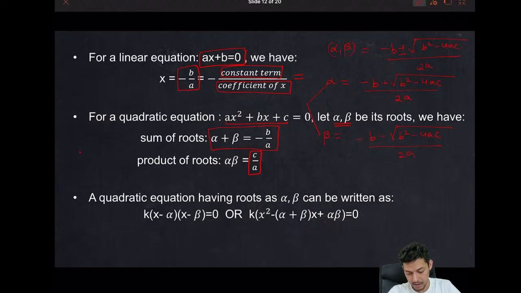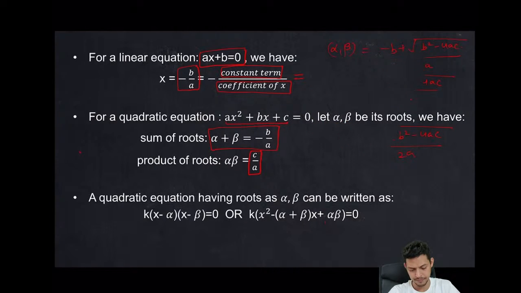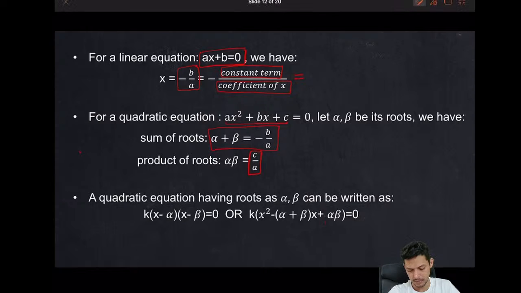If you are looking closely, one must understand this now, that the sum of the roots here can be written as negative of coefficient of x upon coefficient of x square, and the product of the roots can be written as constant term divided by coefficient of x square. Very simple.